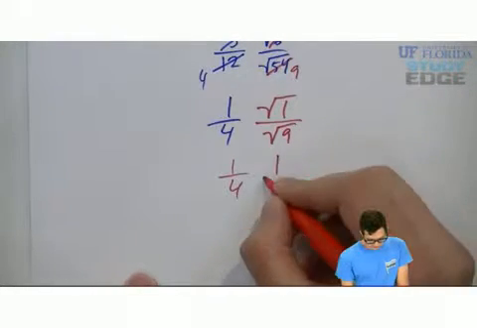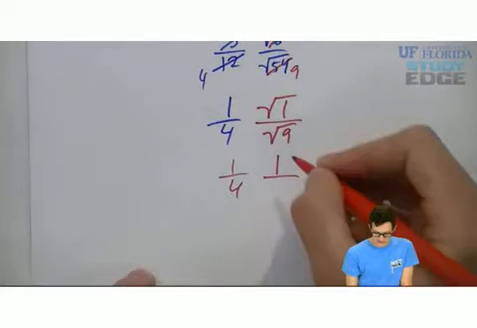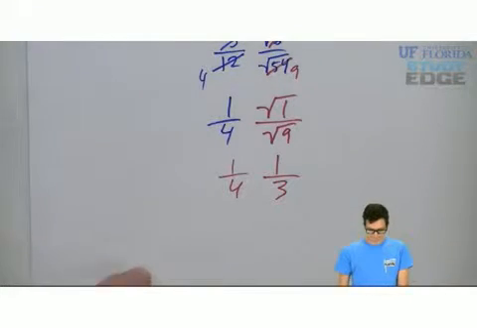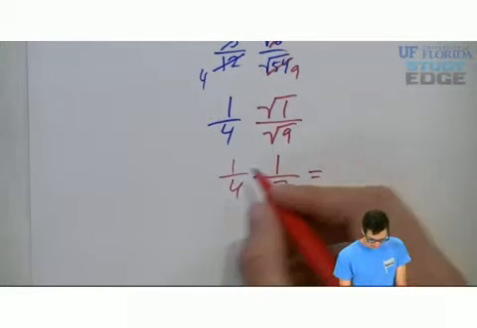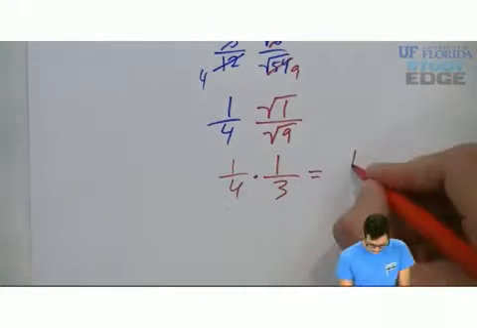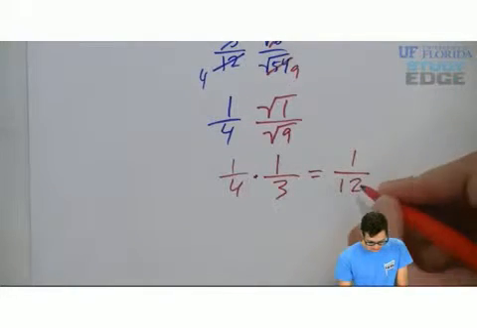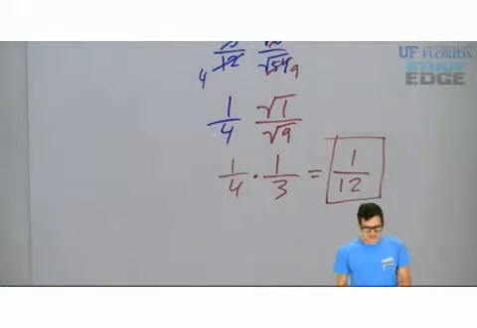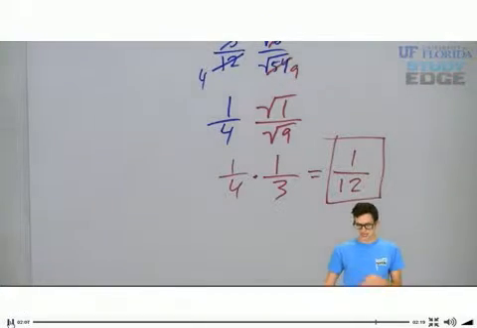Well, square root of 1 is 1. And square root of 9 on the bottom. Remember, 3 squared is 9, so square root of 9 is 3. And then we have these two fractions that we're multiplying together. To multiply across the top, that gives us 1. Multiply across the bottom, 4 times 3 gives us 12. So there's the answer. That wasn't too bad. Any questions on this guy?